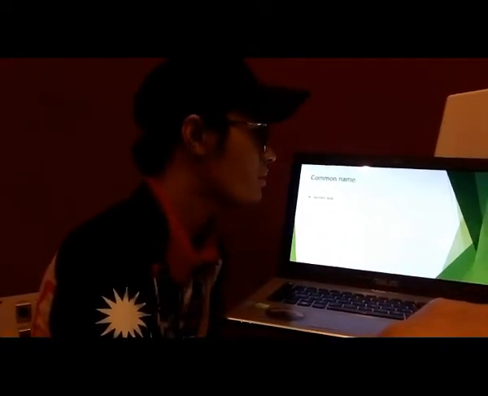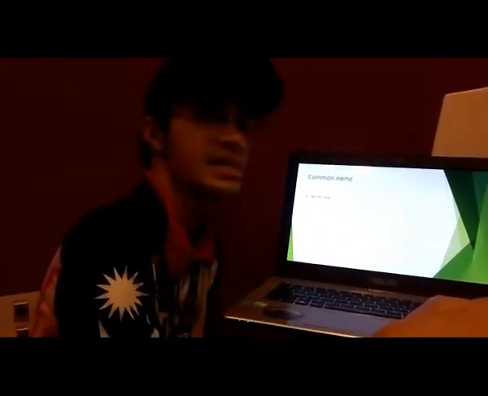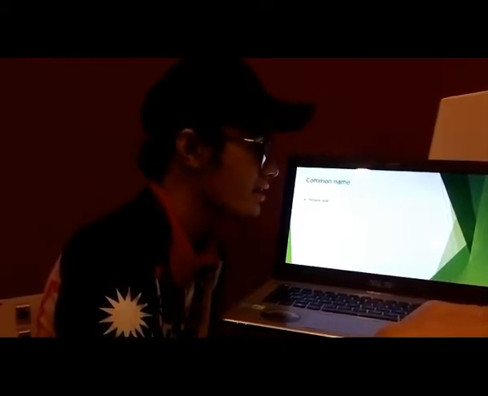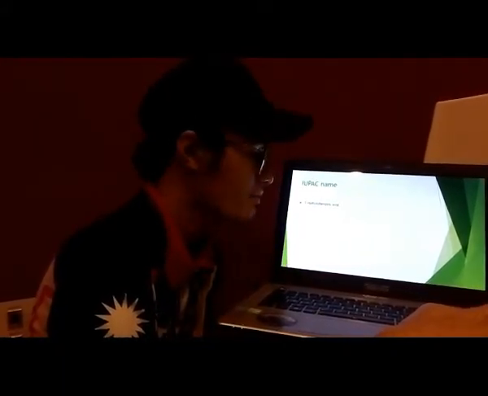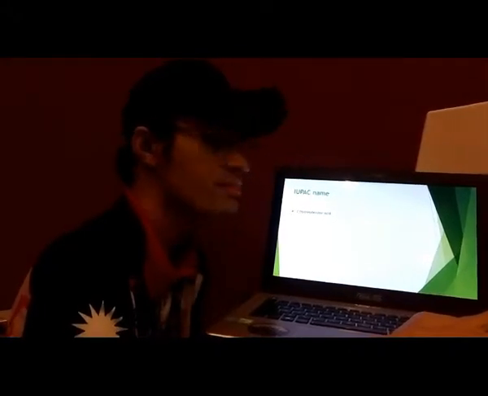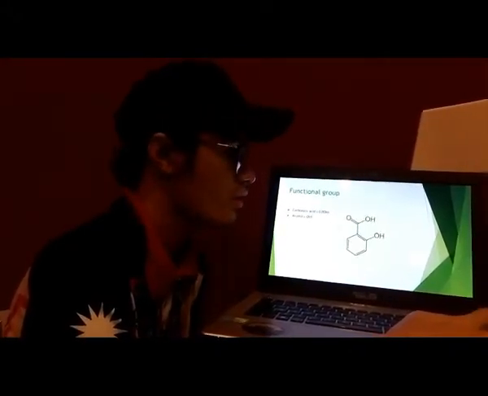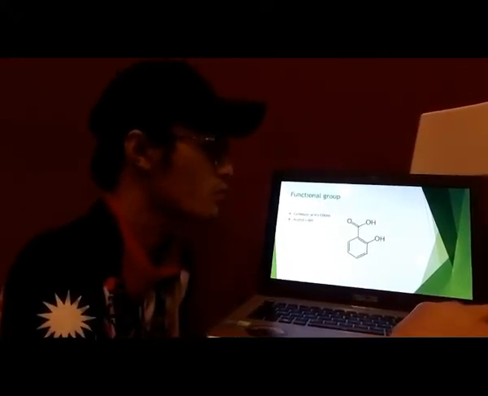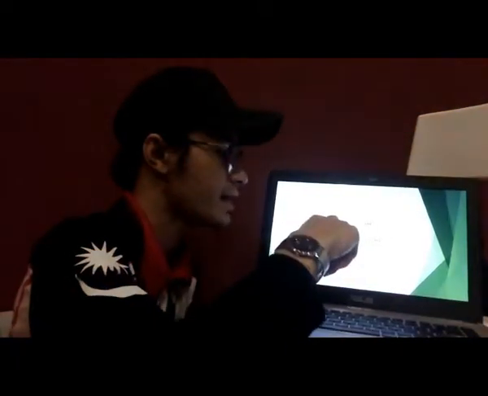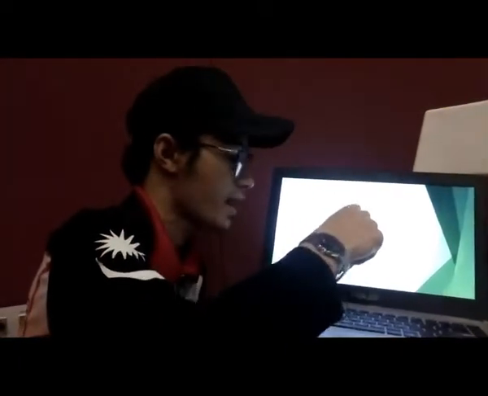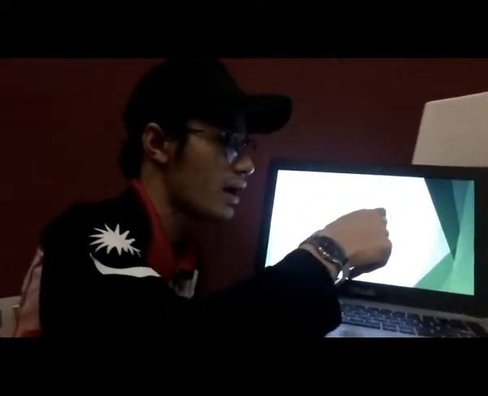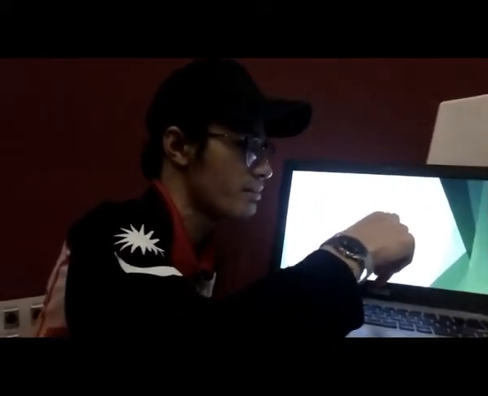The common name of salicylic acid is salicylic acid, and the IUPAC name is 2-hydroxybenzoic acid. For the functional groups, we only have two. We have a carboxylic acid, which is here, and we also have an alcohol group embedded here.